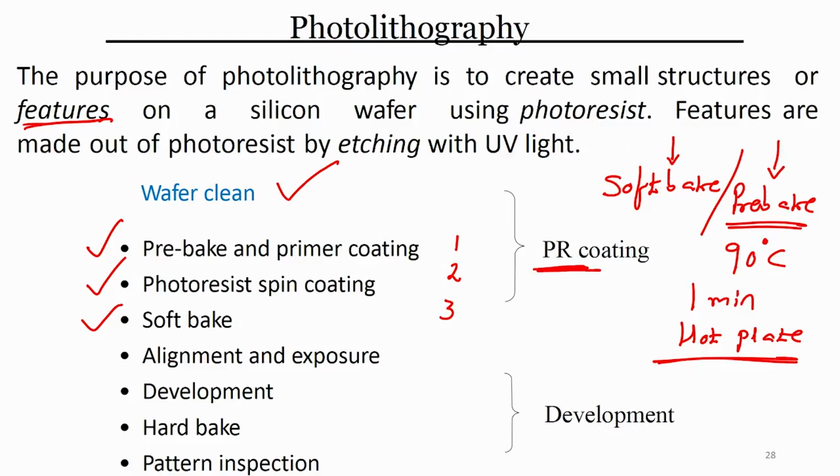All right. So, first, you have to pre-bake the wafer, because you have cleaned the wafer using chemicals, and then finally you rinse the wafer using deionized water. That is why you have to dry the wafer, you have to dehydrate the wafer, which you can do with pre-baking, and then you have to do primer coating.